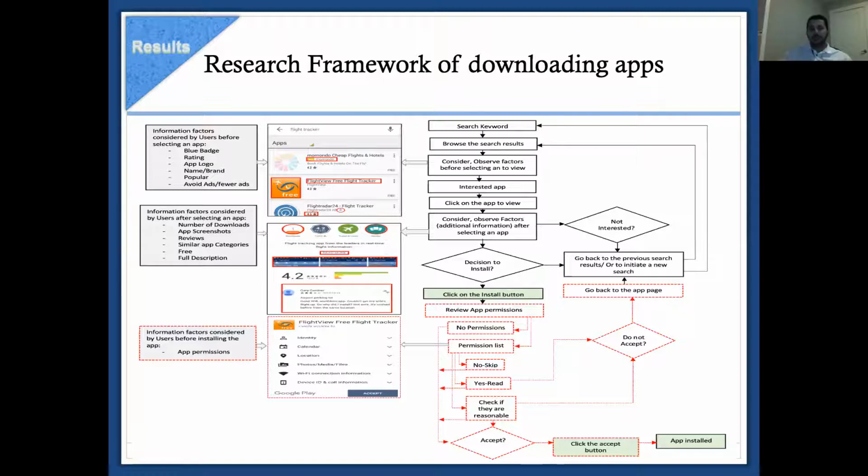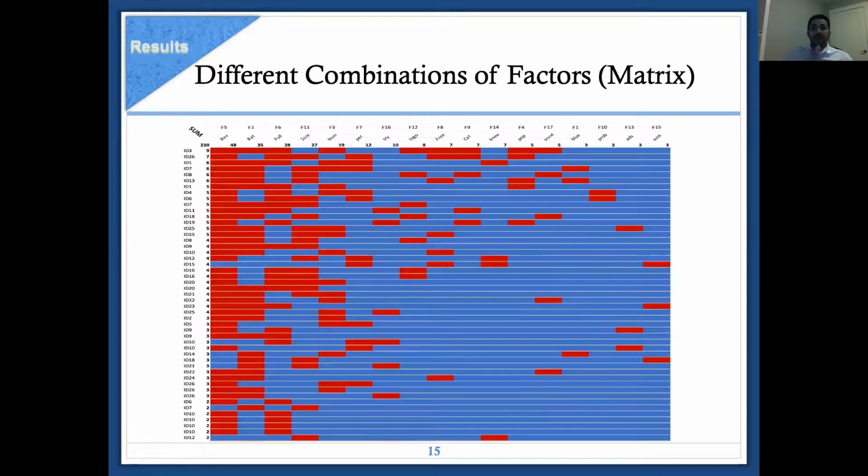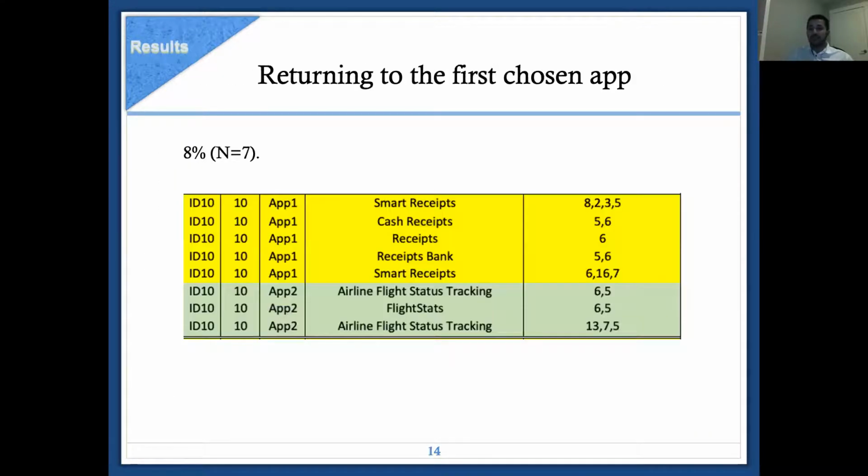But I was looking at, for example, let me see here, the path that the participant takes, for example, after evaluating. So one of the participants started by looking at different factors at the beginning when starting Smart Receipts. They did not install the app. They went back, looked for another application. So they evaluate multiple apps.